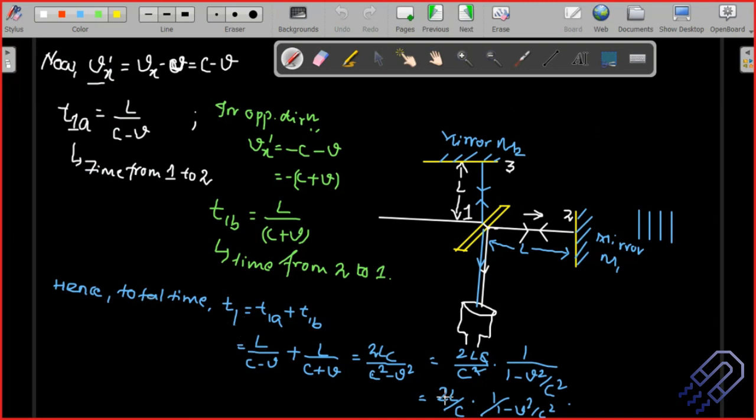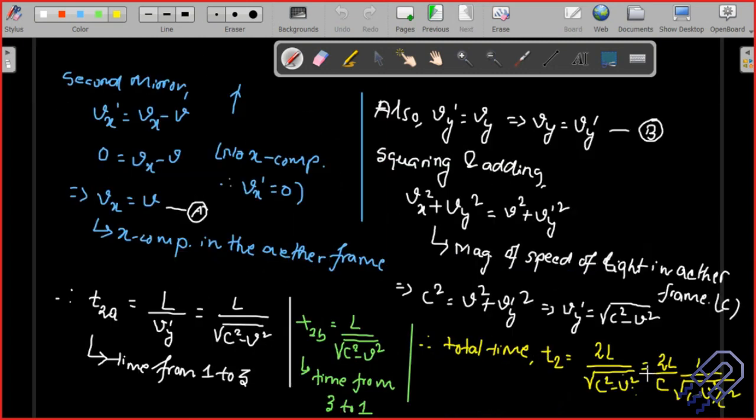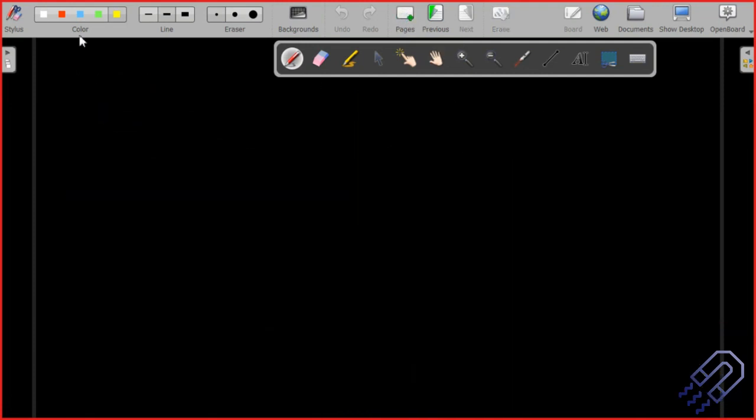T1 is equal to 2L divided by c, 1 minus v square by c square, and T2 is 2L divided by c, that remains the same, but this time it is 1 divided by root over of 1 minus v square by c square. So what does it mean? That there is a difference in time from mirror 1 and mirror 2. Mathematically it tells me that there is a difference in time, and this difference we can actually calculate. Therefore this difference in time, let's say delta t, is equal to t1 minus t2. So that will be the difference in time.